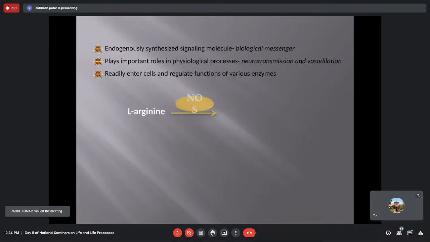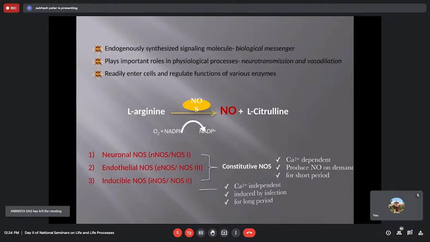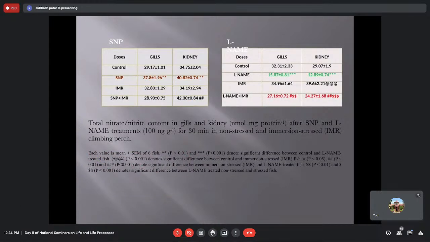Another molecule that fascinates us is nitric oxide. As you see, there is a lot of chemistry behind it. And we are very happy to look at the inducible NOS, which is very important here, particularly during stress conditions. This table shows how the agonist and inhibitor affect the NO levels in the blood or in the gill tissues. And we see that it is recovered at least partly here in the L-NAME treated group, which is nothing but an inhibitor of iNOS.